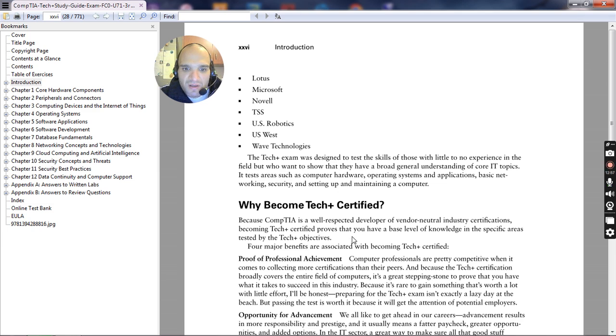Okay, let's see. Okay, here is a good question. Why become Tech Plus certified? A possible answer: because CompTIA is a well-respected developer of vendor-neutral industry certifications. Becoming Tech Plus certified proves that you have a base level of knowledge in the specific areas tested by the Tech Plus objectives. Again, CompTIA is a well-respected developer of vendor-neutral industry certifications.